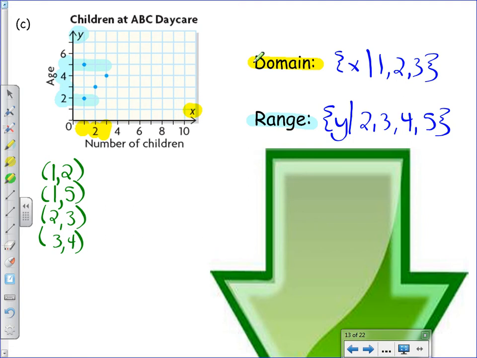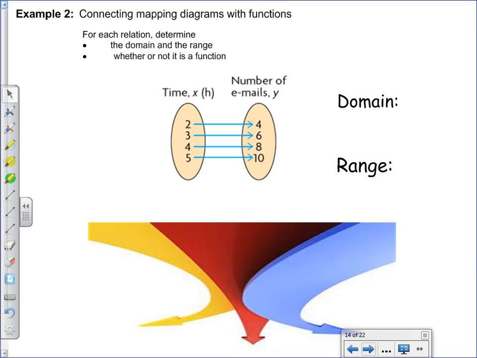Is this a function? Yes or no? Why not? Very good. 1 is used twice. If you were to draw your vertical line, it does not pass your vertical line test. It crosses it twice. So it's not a function. Questions with this? Okay.